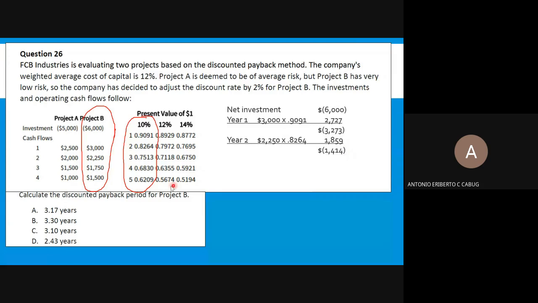That leaves 1,414. Year 3, 1,750. The PV factor is 0.7513. That's 1,315. And then for year 4, masyado na tong sobra. 1,500 times 0.6830 is 1,025. So negative 99 plus 1,025, sobra na to. You will only need 99 divided by 1,025. That's around 10% of 1 year. 3 plus 0.10 years, you would have 3.10 years.